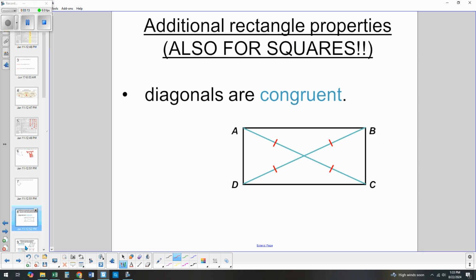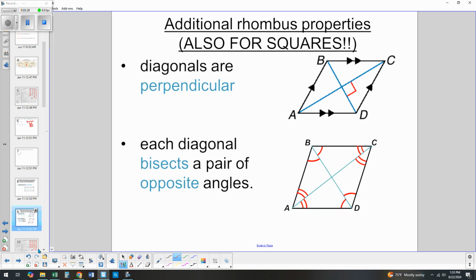Some additional properties. The diagonals in a rectangle and a square are congruent. So not only do they cut each other in half, but they're also all the same length. And for the rhombus and the square, the diagonals are perpendicular, so they intersect at a right angle, and each of those opposite angles is bisected. So the 2 angles here at B match the 2 angles here at D, and the 2 at A match the 2 at C.